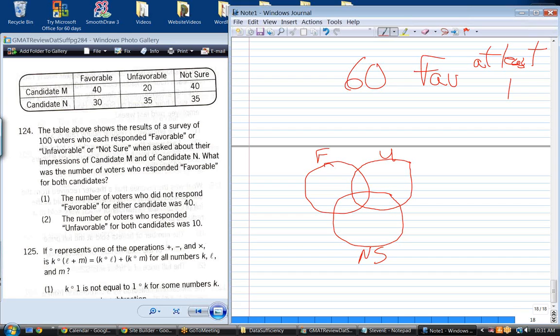Never seen. There's 100 people. So this, boy, this is tough. This area here would be F plus U. In other words, the only thing I know is that 100 is equal to the whole areas here.